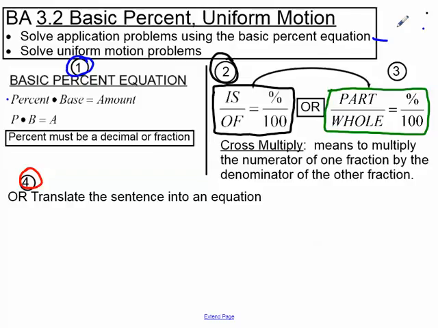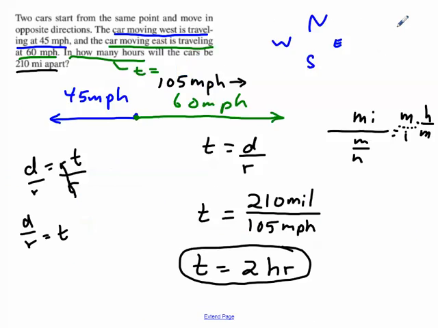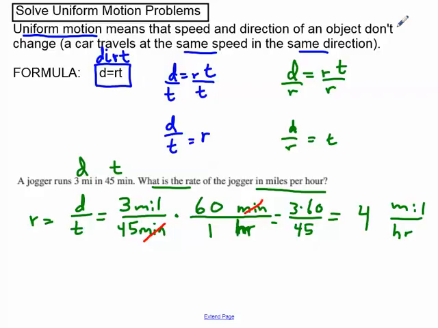Basic percent, uniform motion, 3.2 in the textbook. Uniform motion problems. We're going to fast forward to some of the stuff that we've covered already and talk about uniform motion problems using the dirt formula, d equals r times t, and modify it. Modify that equation to be r equals d over t, or t equals d over r. We can modify it by just dividing by one of those variables.